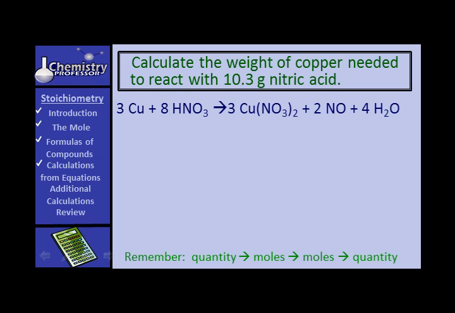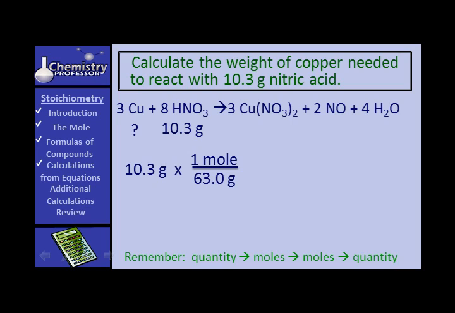Let's try this one. Calculate the weight of copper needed to react with 10.3 grams of nitric acid. In other words, what we want to know is what weight of copper is required to react with 10.3 grams of nitric acid. All right, let's have a look at it. We start with what we're given, which is our nitric acid, 10.3 grams. We convert that to moles, 1 mole over 63.0 grams per mole.